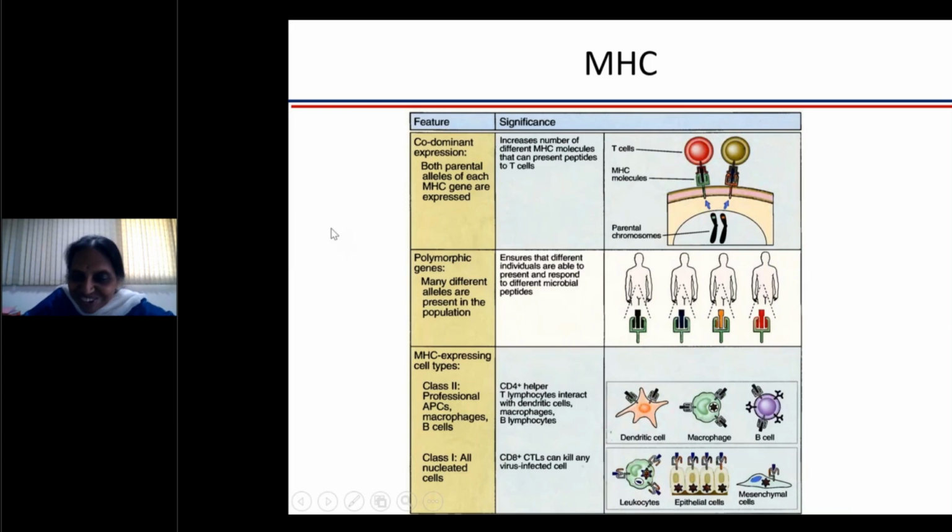How is tolerance generated to your self proteins? Yeah, this is not the mechanism. Anybody else? Just have a thought. We are still talking of infections.